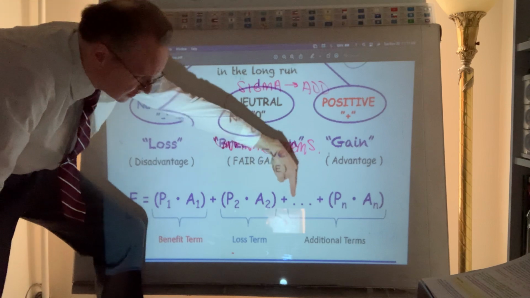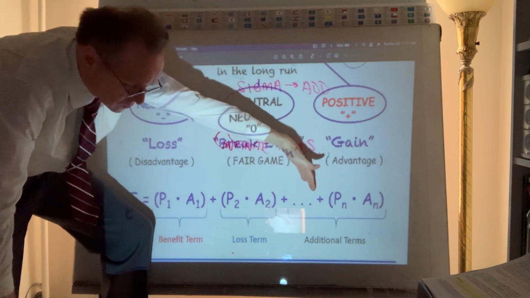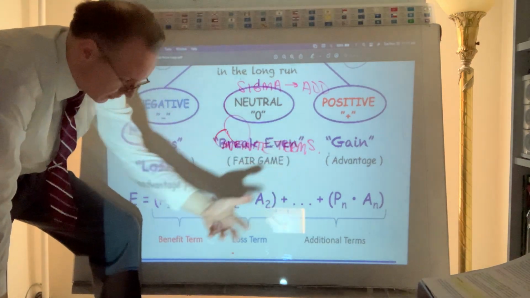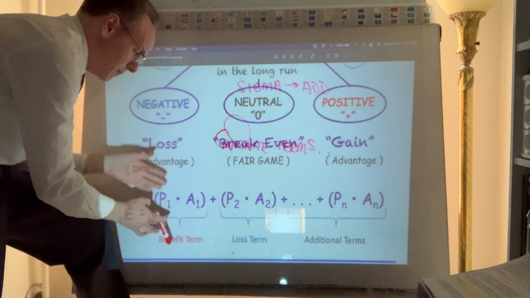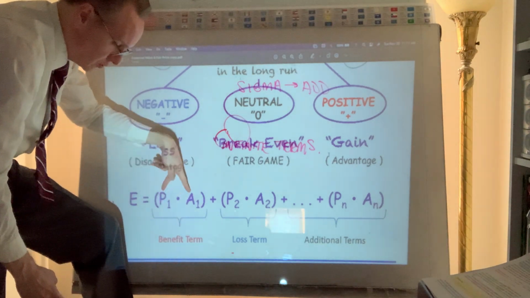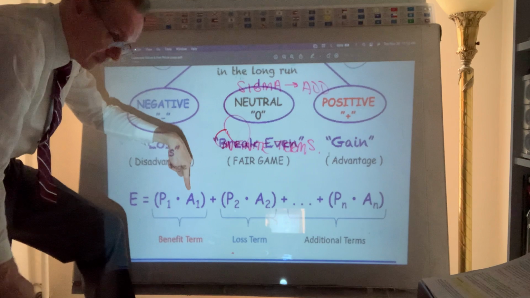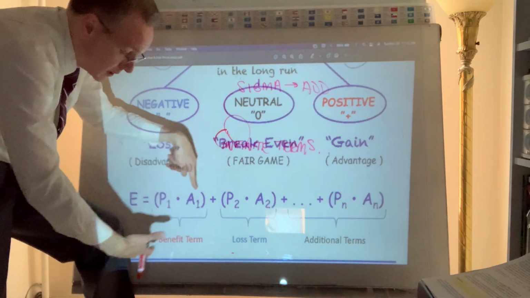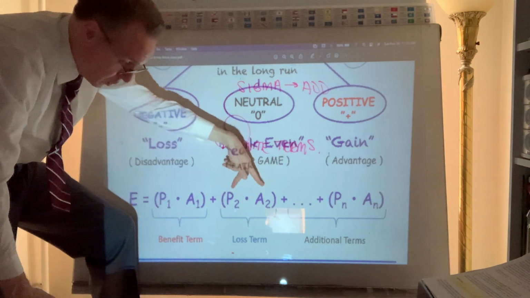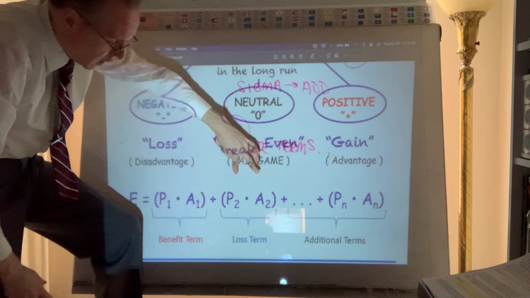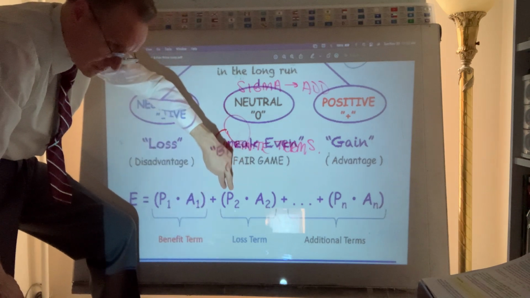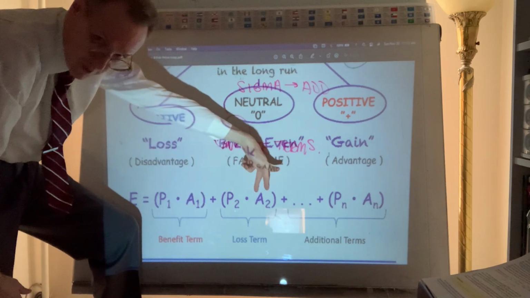These ellipses indicate that there are more terms here if they are necessary. You'll probably at minimum need a benefit term, if you will. These two things multiplied, the probability and the amount that would be to your benefit, plus a loss term, at least one, of, again, a probability of losing and an amount associated with that.